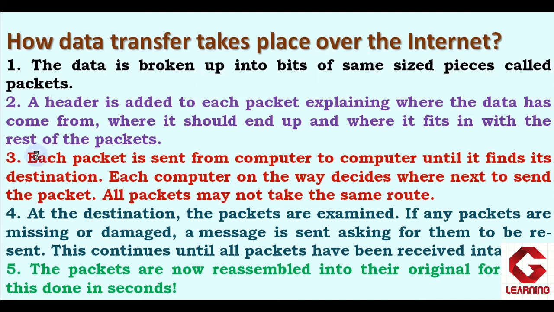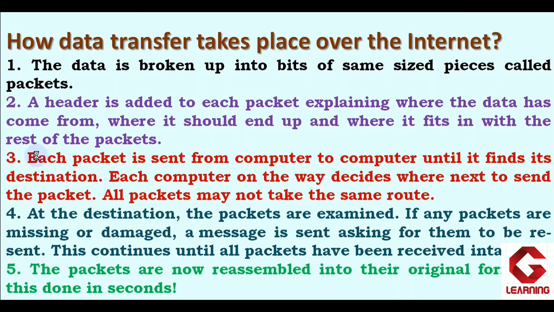And if suppose there is a mistake or problem in the data of a particular packet, or suppose the destination computer did not receive all the packets sent by the sender computer, in that case the destination computer asks the sender computer to resend that packet, and in this way the destination computer receives all the packets in the correct state. After receiving all the packets in the correct state, here the fifth step is that the packets are now reassembled into their original form. So as per the sequence number assigned to each packet in step 2, all the packets are reassembled or combined, and thereafter the destination computer user gets the original message.